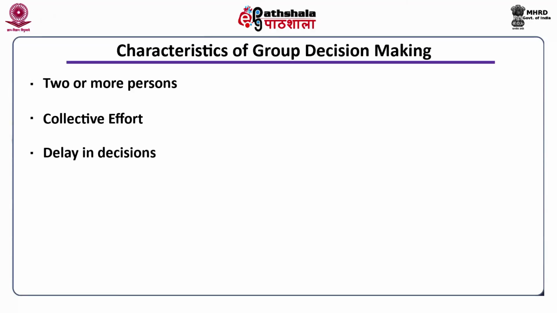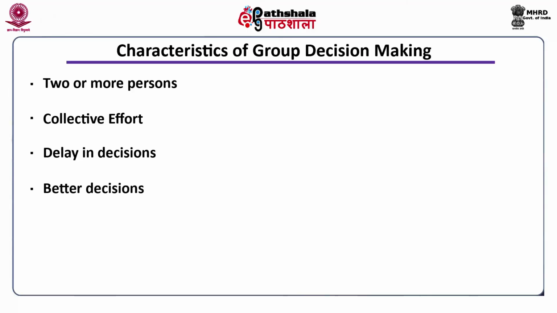Third, we have delay in decisions. It is an accepted fact that decisions taken by an individual are fast as compared to decisions taken by a group, because group decisions require participation of group members, and their involvement brings suggestions, rectifications, comments, review of previous decisions, and personal opinions which may differ from person to person. All this contributes to delay in decision making.